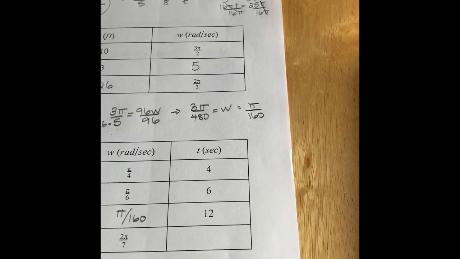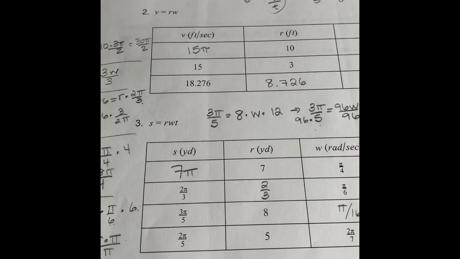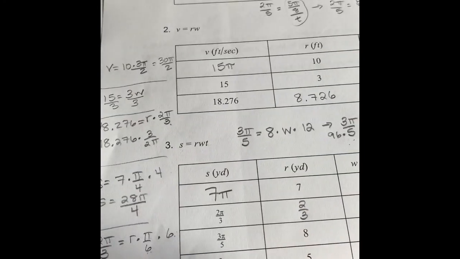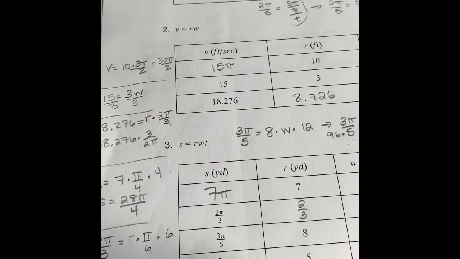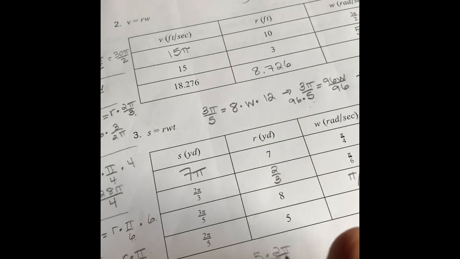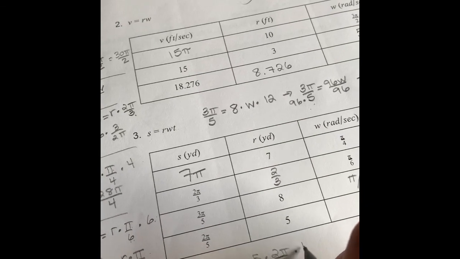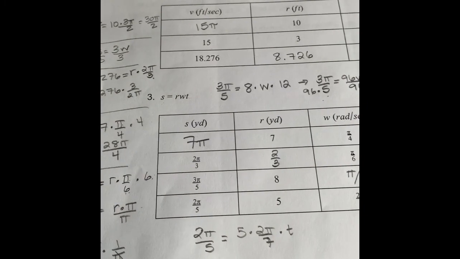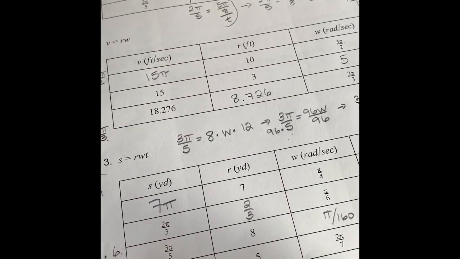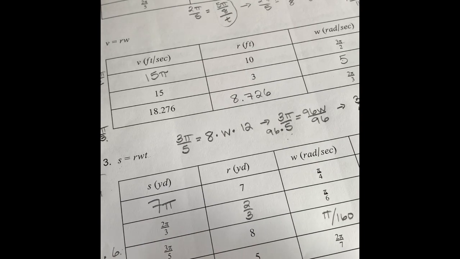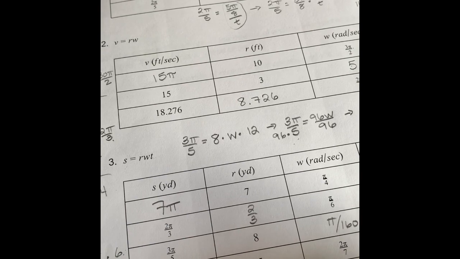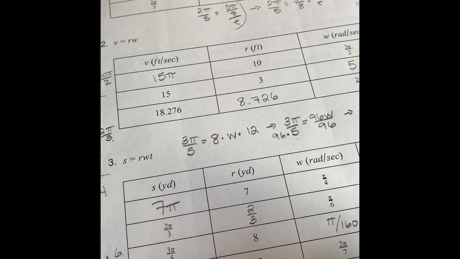And then finally, we've got T here at the end. So using the formula, S is 2 pi over 5. R is 5, W is 2 pi over 7, and we are looking for T. Same thing here, we can combine all these together. And see, we have the 2 pi over 5 equals 10 pi, I can write here, T over 7.